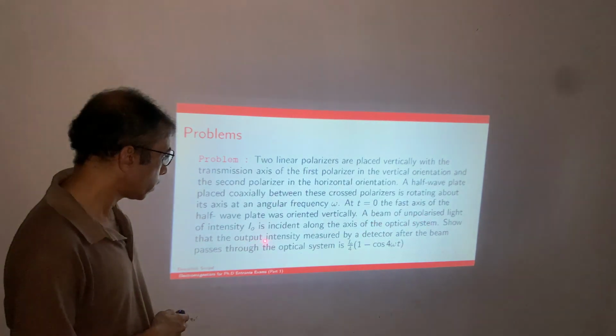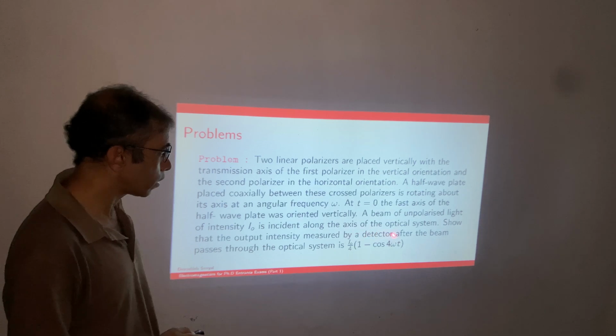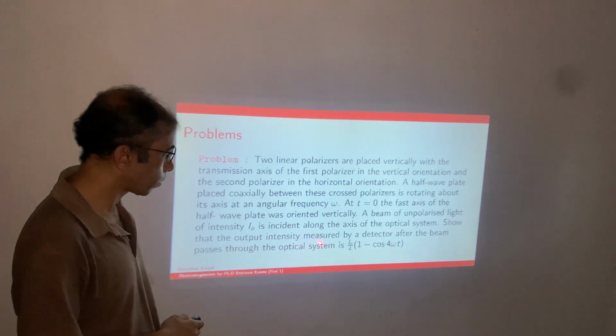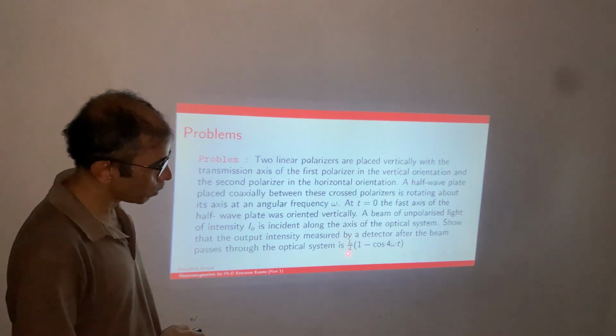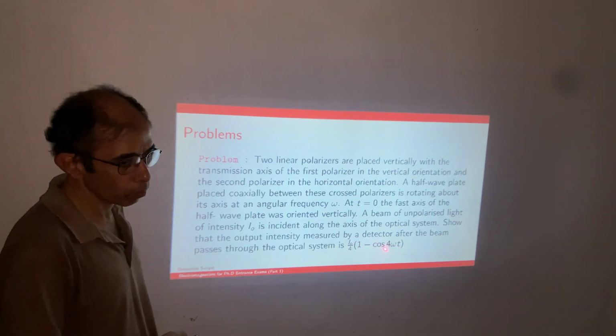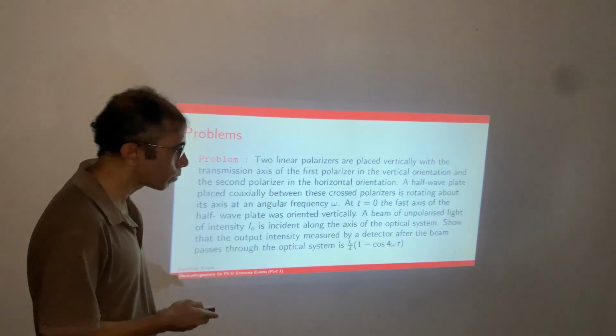Show that the output intensity measured by a detector after the beam passes through the optical system is I0 by 4, 1 minus cos 4 omega t. The problem is like this.